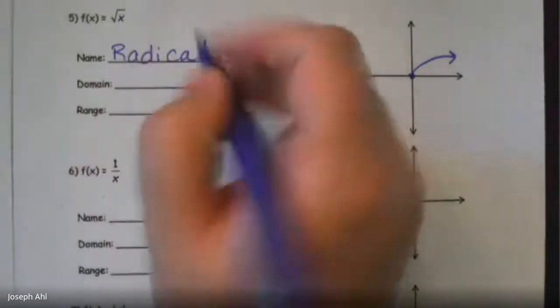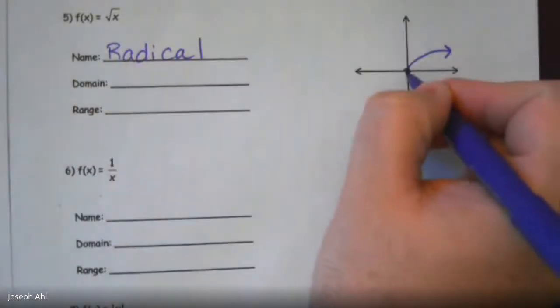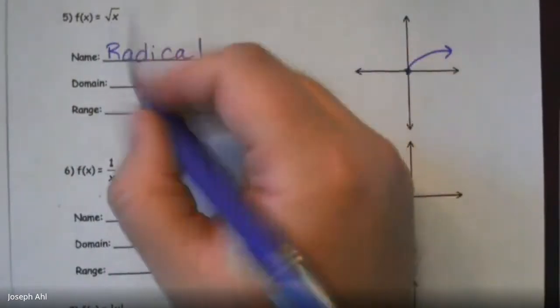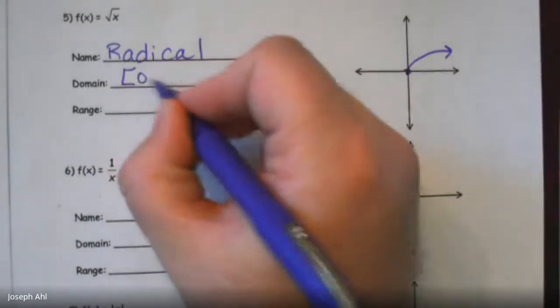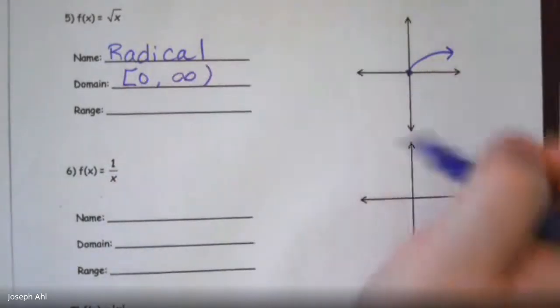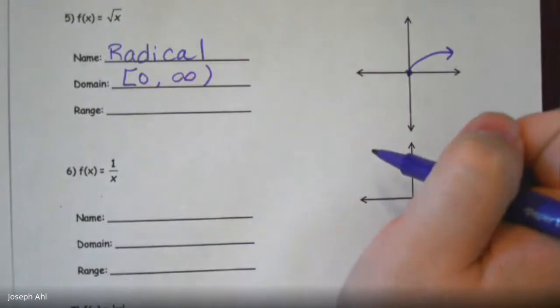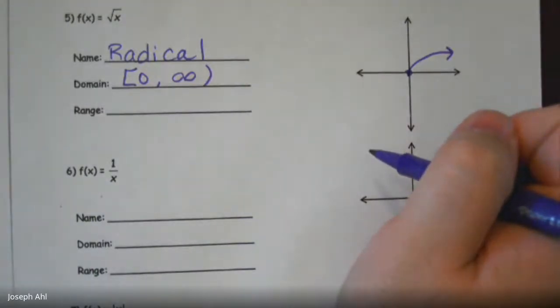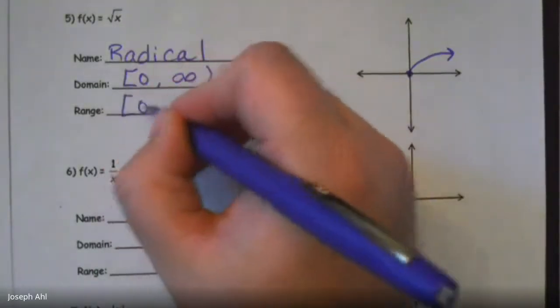But we've got a radical function, the domain and range. Well, when I think about what I'm allowed to input for x, I can't input anything negative. So we're going to say 0 to infinity, which we can confirm graphically. Square root of a negative is a non-real result. And then the range would also be 0 to infinity.